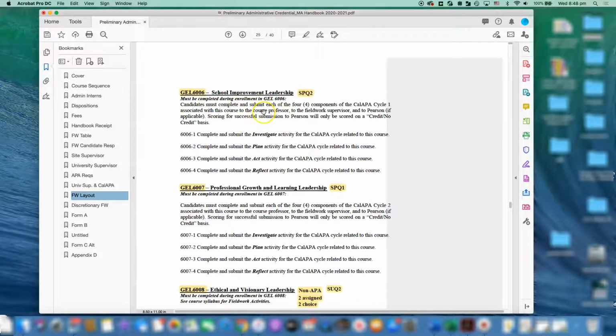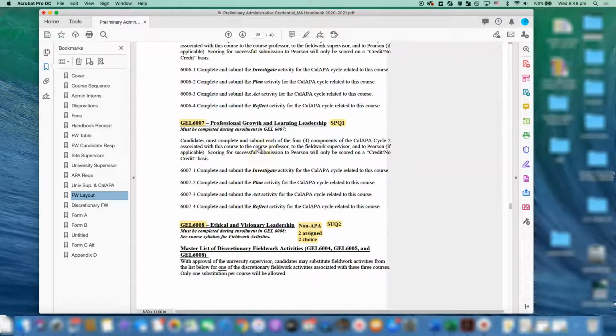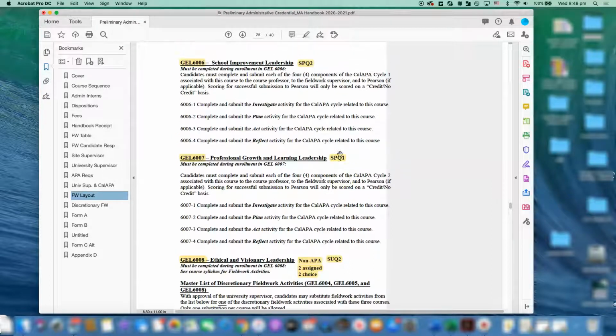Here's 6006. It's an APA course. Therefore, each of the fieldwork requirements include the steps of APA, 1, 2, 3, and 4. We move into 6007. This is an APA. This is cycle 2. It goes backwards. If you start in the fall, 6003 is cycle 3. Then you take 6006 in spring.